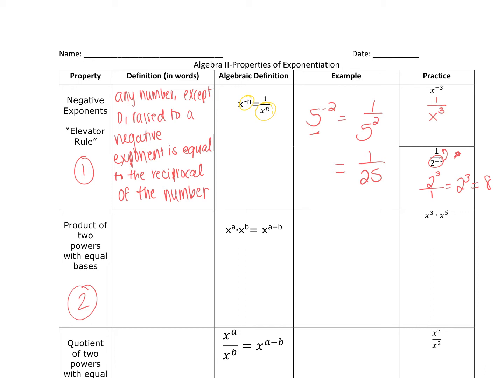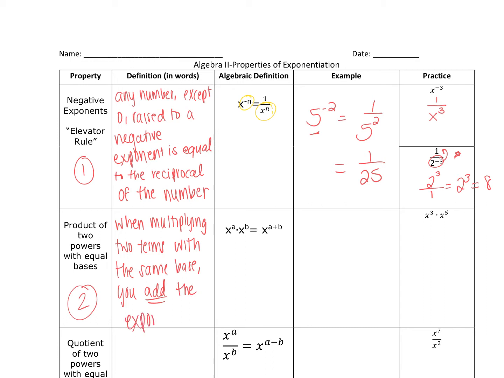The next property is the product of two powers with equal bases. And that definition is when multiplying two terms with the same base, you add the exponents. So anything I underline is important, so you should underline that as well when taking your notes. So in this example, here, the algebraic definition, we have two numbers, which would be x and x, that are the same. All that means is that we can add our exponents together.